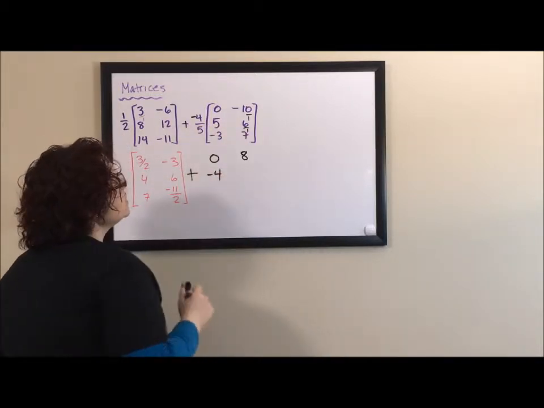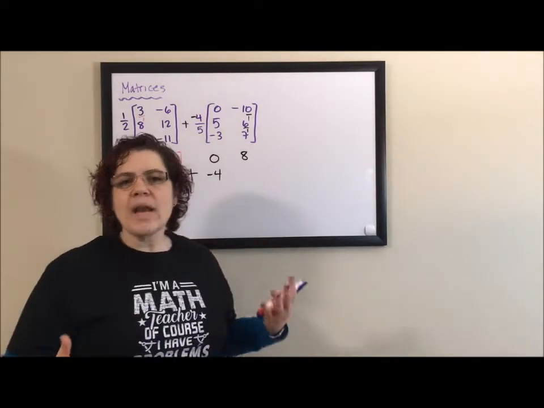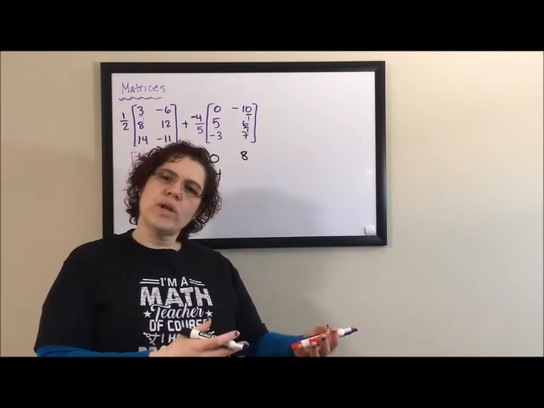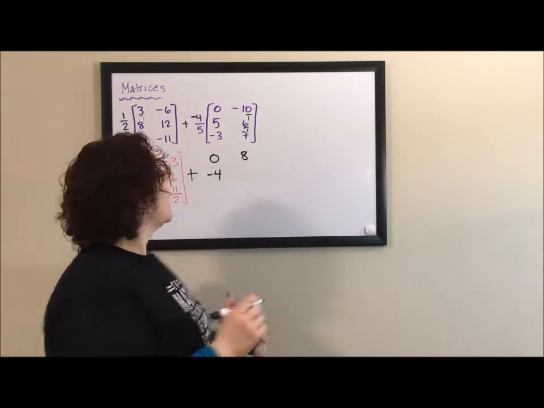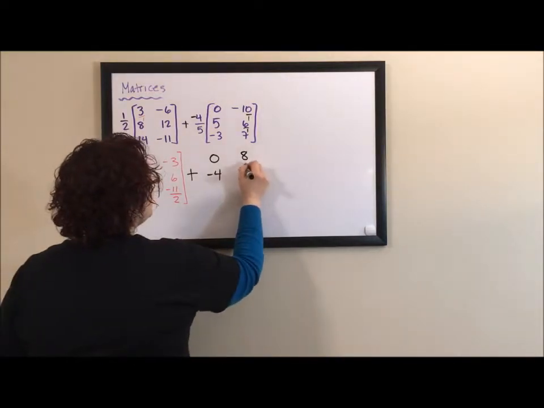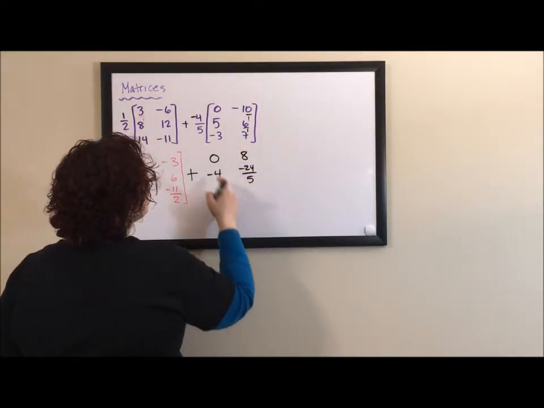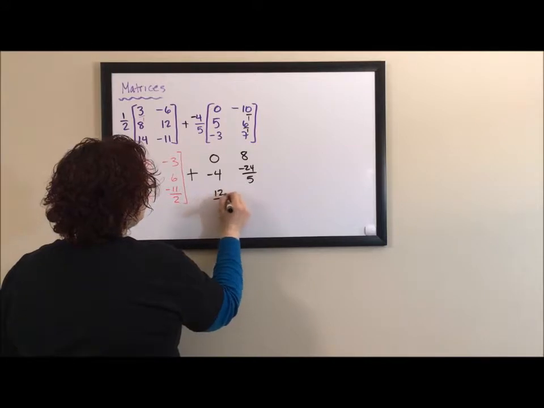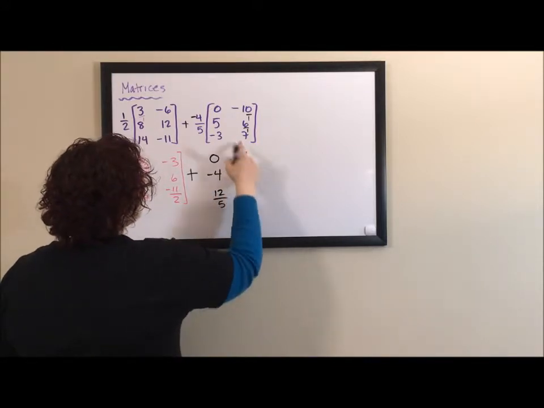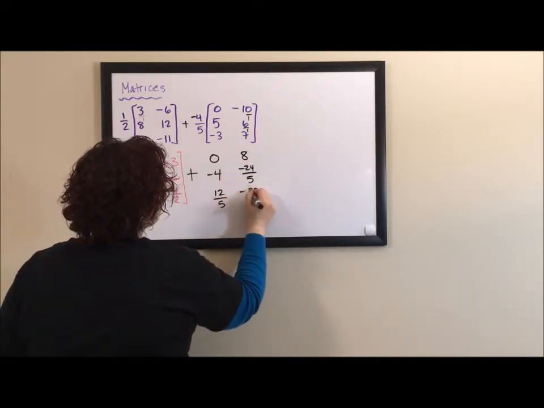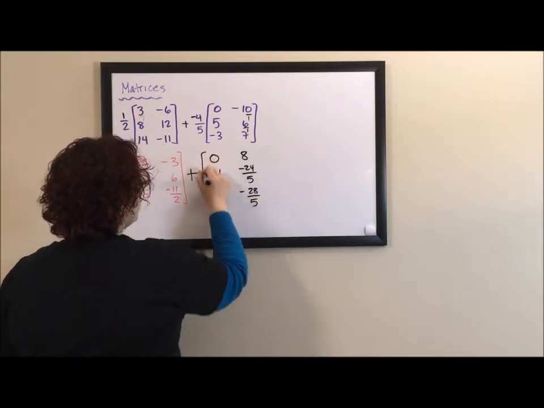5 doesn't go into 6, so this is much like that 1/2 times 3. The numerators multiply, the denominators multiply. I end up with a -24 over 5. Here I end up with a 12 over 5, and this one becomes a -28 over 5.